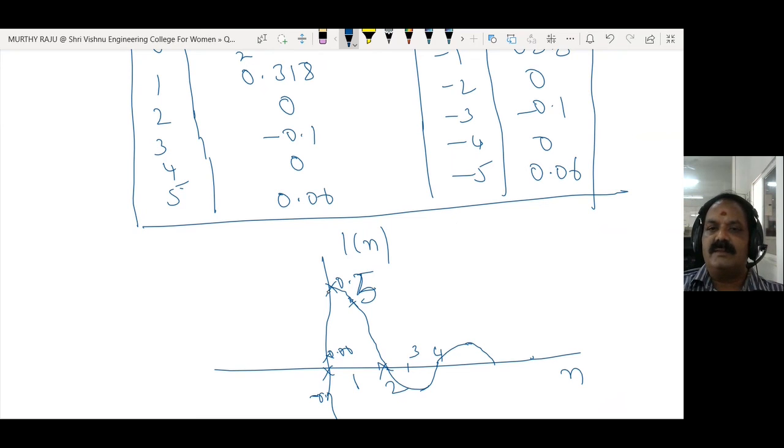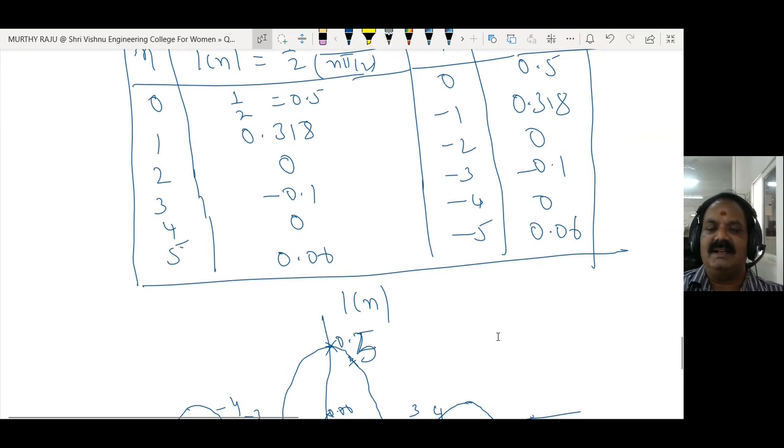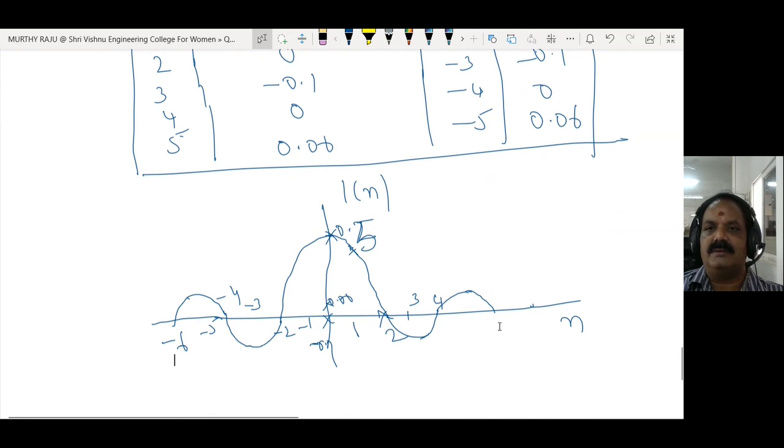In the similar fashion, on the negative side, this is the sinc function. On the negative side, this is minus 1, minus 2, minus 3, there's some value, minus 4, minus 5, minus 6. This is the magnitude plot of the rectangular function.